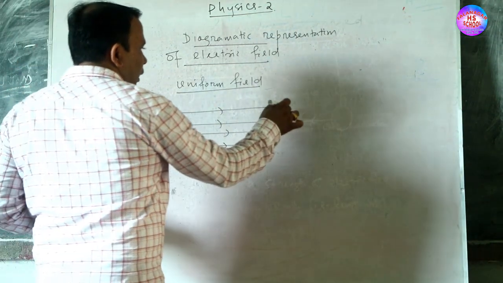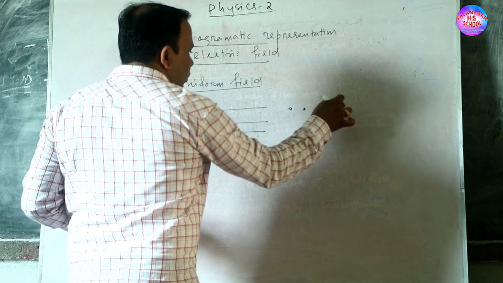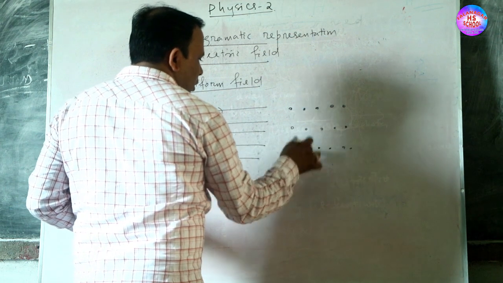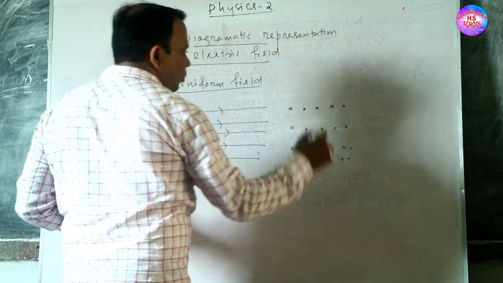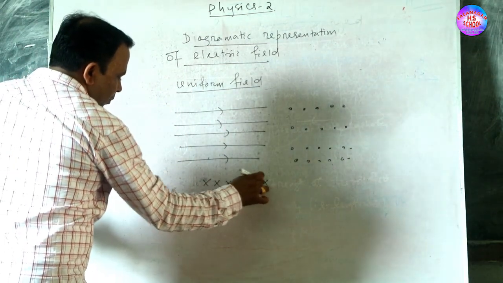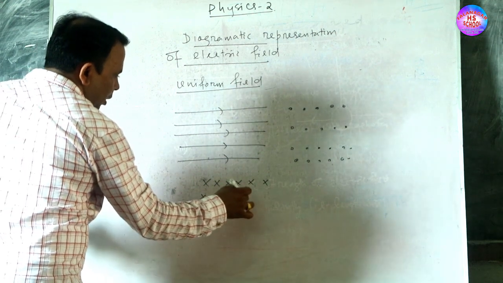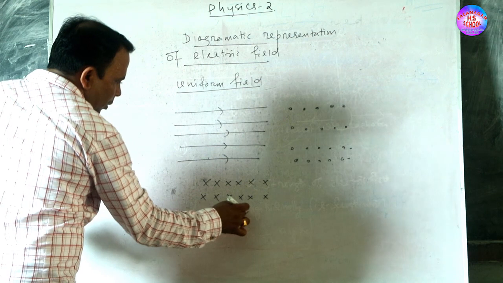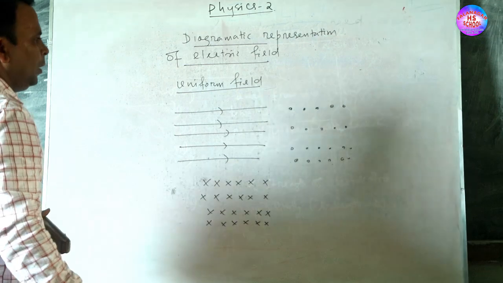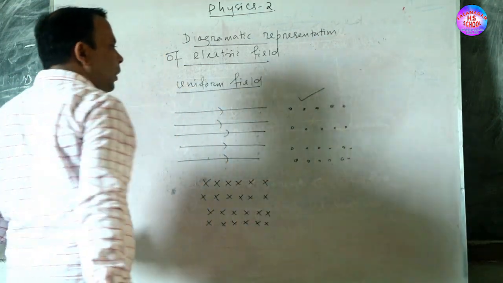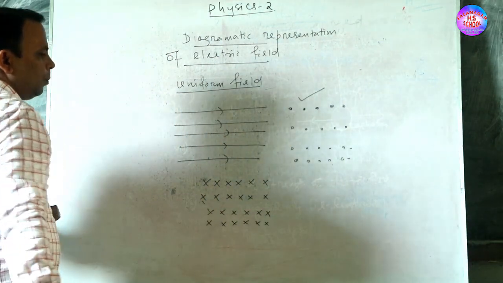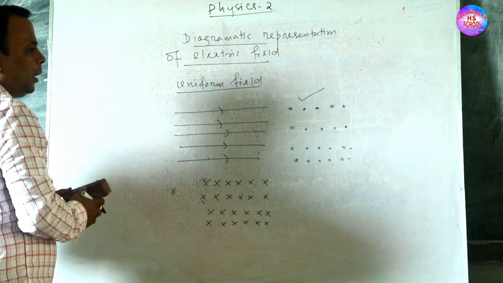Now, if the lines of force are parallel with each other, perpendicular to the plane, in the outward direction, this is represented by a point. If the lines of force are parallel, meaning a uniform field perpendicular to the plane in the inward direction, that is indicated by the cross sign. This is the representation of a uniform electric field perpendicular to the plane, outward direction, and this is the uniform field perpendicular to the plane, inward direction.